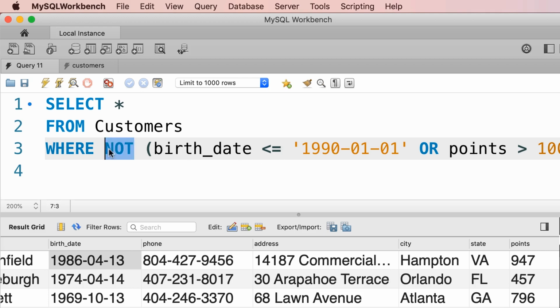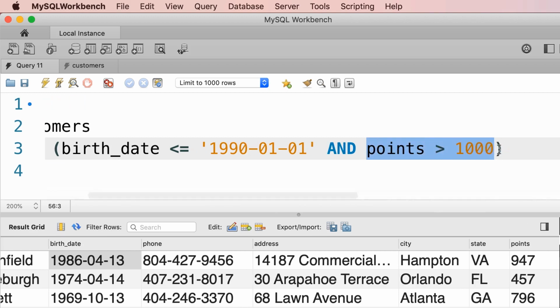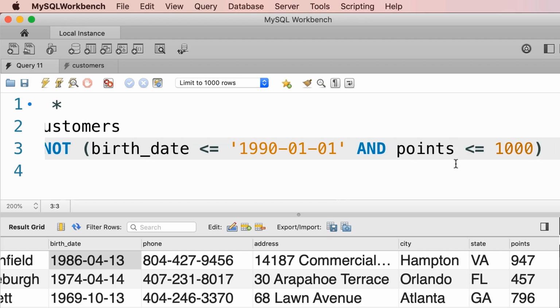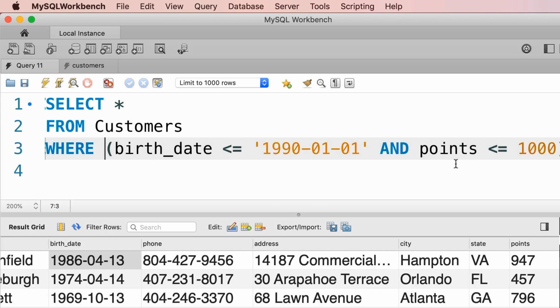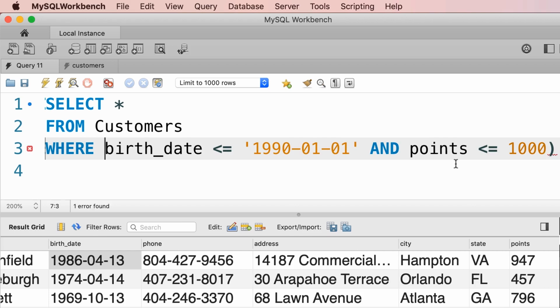Now we apply the NOT to OR to negate the OR. What do we get? We get AND. Finally, apply the NOT operator on the last condition, people who have more than 1,000 points. When we negate this condition, we get customers with less than or equal to 1,000 points. Now we can remove the NOT operator to simplify this. We don't need parentheses anymore because we only have two conditions that are combined with an AND. Here's the result. As you can see, this is much easier to read and understand. People who were born before this date and they have less than 1,000 points.